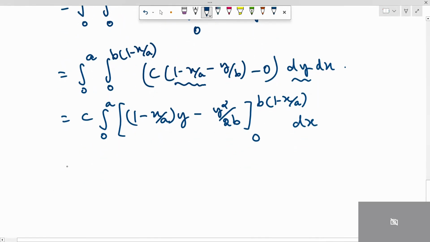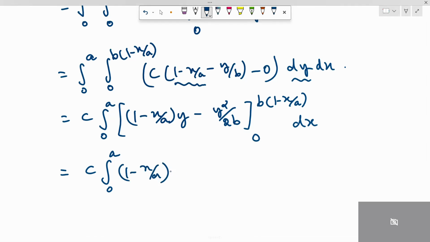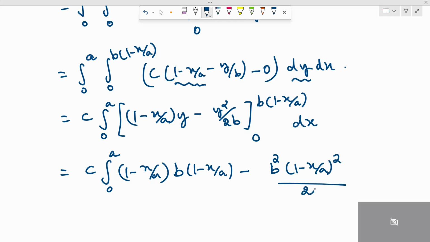Okay, now apply our upper limit value b into 1 minus x by a in y, 0 to a. 1 minus x by a into b into 1 minus x by a, b into 1 minus x by a minus b, y square is there, which means b square into 1 minus x by a whole square by 2b. Then apply lower limit value 0 here, which is 0, second term also 0. All the lower limit values are 0 into dx.